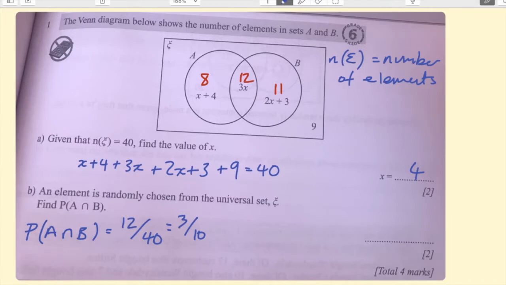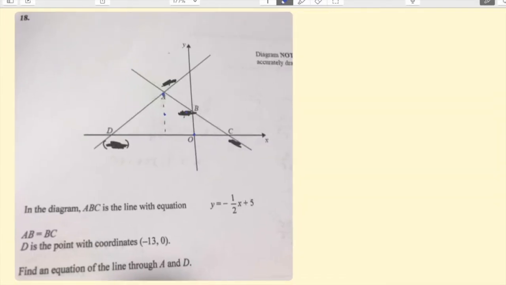Okay, fantastic. So this question says, in the diagram, ABC is the line with equation y equals half x plus 5, AB equals BC, D is the point with coordinates minus 13, 0. Find the equation of the line through AD. Where did you begin with this problem?